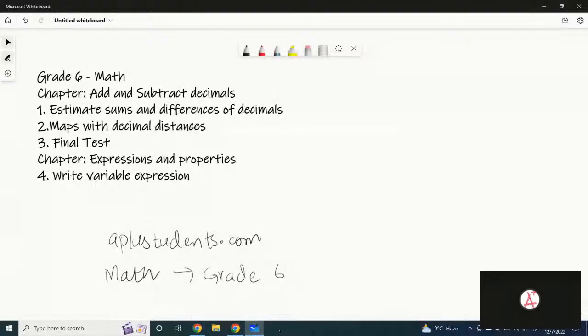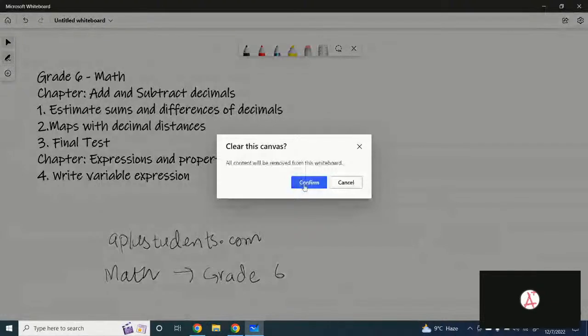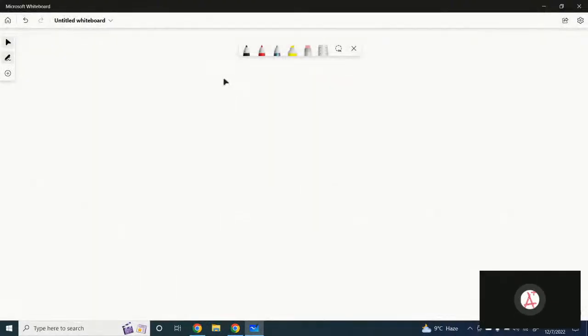Please make sure you have your notebook and pencil so that you can note down the important examples and definitions as well. So start with the first lesson. Let me write down the lesson name, then we'll start. Estimate sums and differences of decimals.